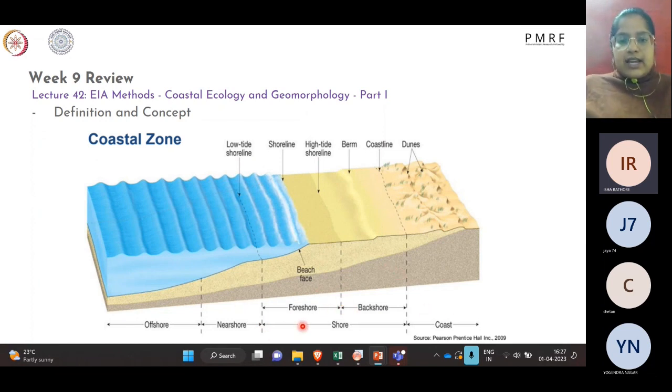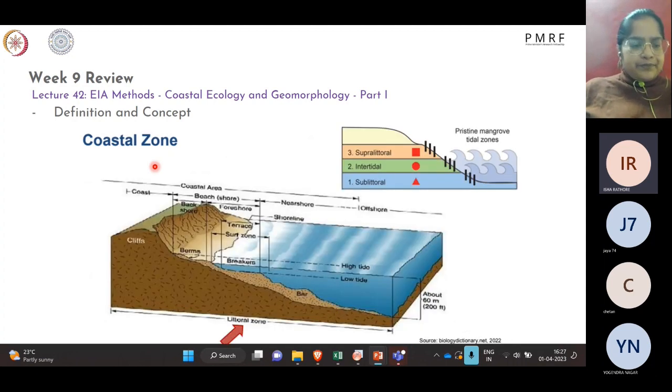And then this entire area from low tide shoreline to coastline is the shore. And then the nearshore is from the low tide shoreline to the offshore line, and then you have the offshore. So these are the different coastal zones. These are again based on certain definitions and distance benchmarks, which we have not covered here.